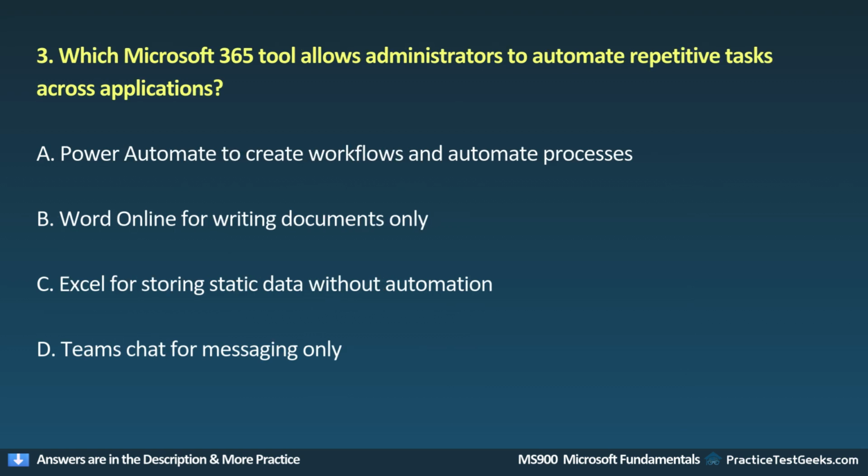3. Which Microsoft 365 tool allows administrators to automate repetitive tasks across applications? A. Power Automate to create workflows and automate processes. B. Word Online for writing documents only. C. Excel for storing static data without automation. D. Teams Chat for messaging only.